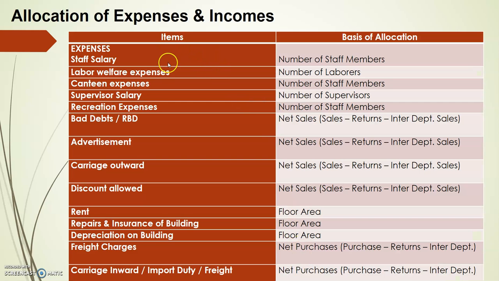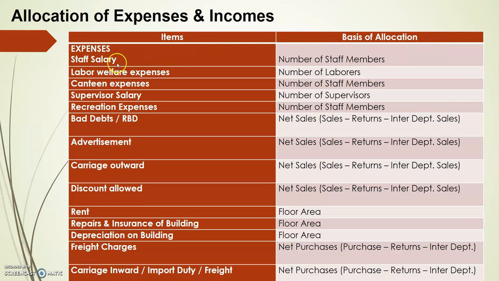Now, if I have to prepare the departmental accounts, then all expenses and incomes have to be apportioned or allocated to different departments. So all the items, expenses as well as incomes, have to be apportioned. Then on what basis should it be apportioned? So these are the items and this is the basis of apportionment or allocation.